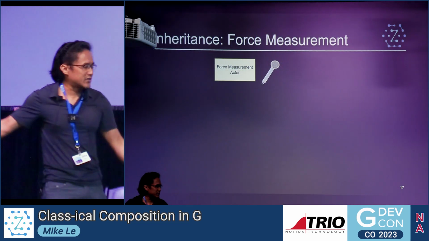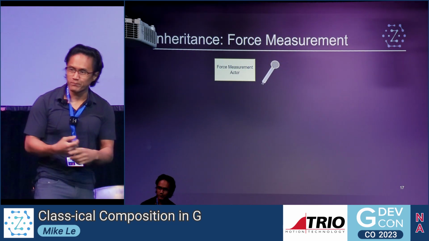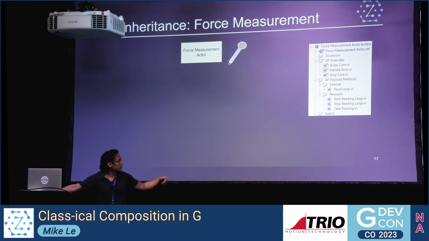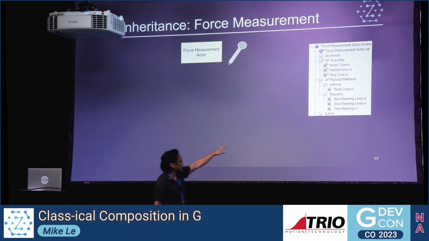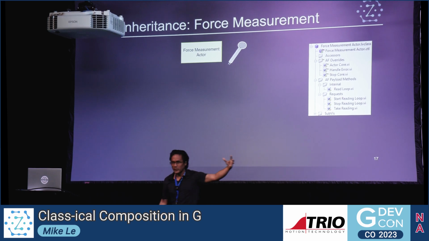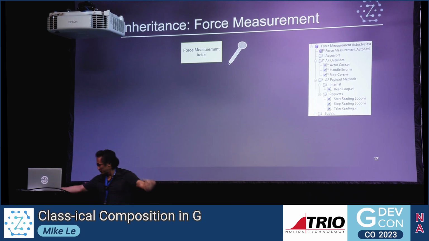Okay, here's another example. Let's look at a force sensor this time. I have some actual code for this, so I'm going to move away from the serial USB discussion and talk about things that are a little easier to simulate. You have a measurement actor, and you can see that it defines some basic stuff like taking readings, starting a continuous reading loop, stopping the reading loop, and that's all great.